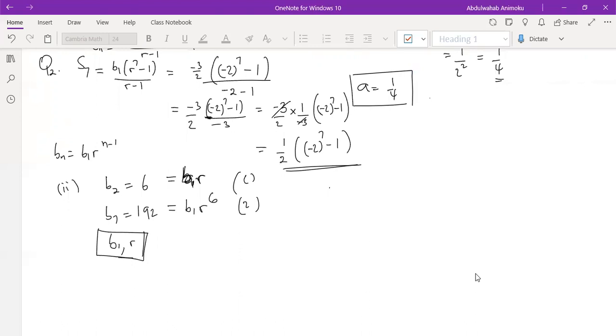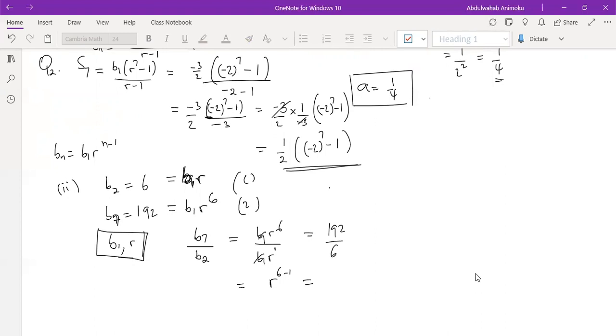And what I told you to do from the previous video is to divide, to find the ratio of the terms that you are given, the higher term over the lower one. So B7 over B2, and that will give us B1 R raised to power 6 over B1 R, and that will be 192 over 6, okay? So what does this give us? B1 will cancel out. This will give us R raised to power 6 minus 1, right? Don't forget the power of R here is 1, equal to 192 divided by 6.